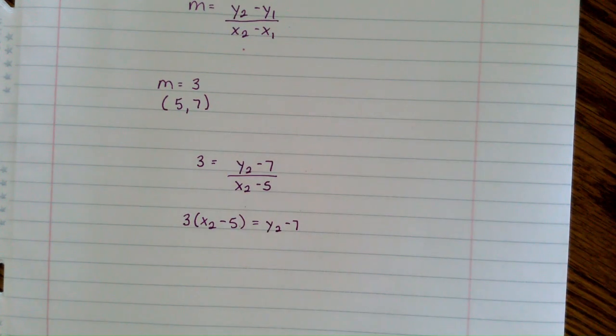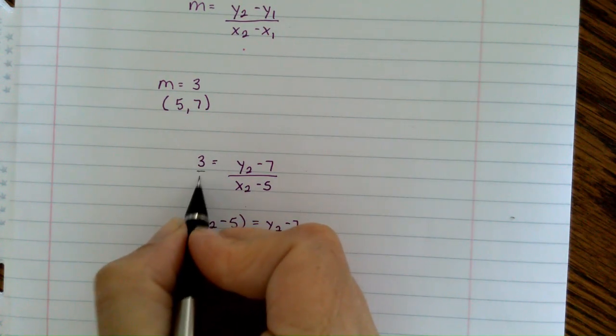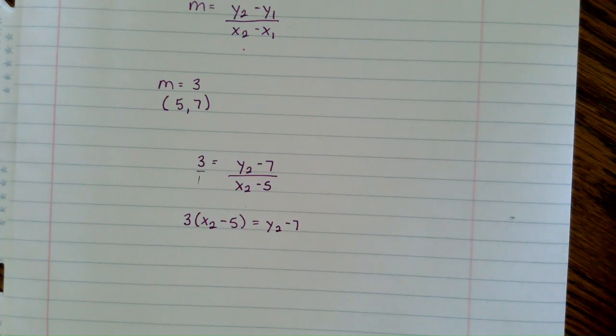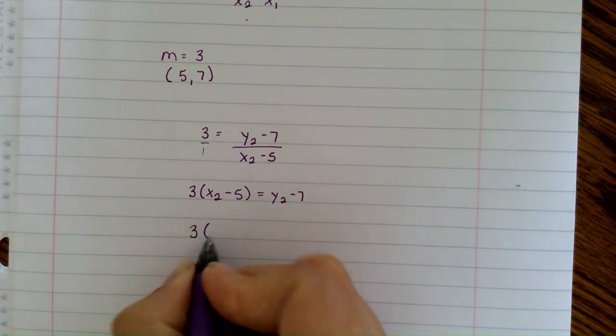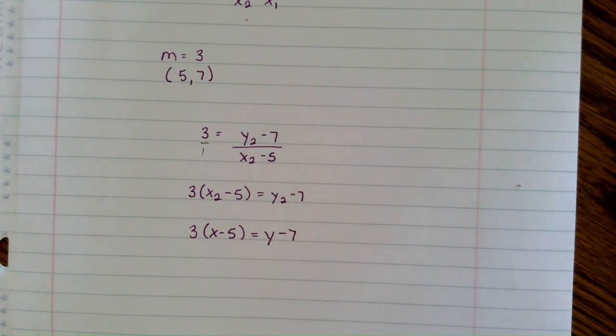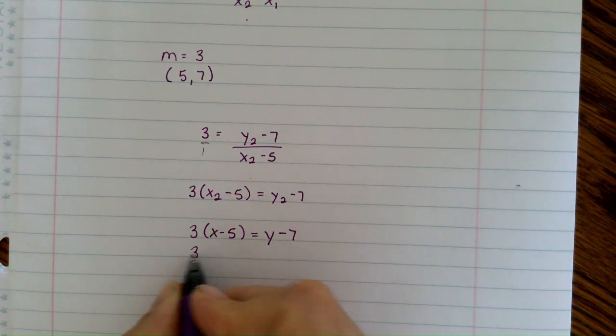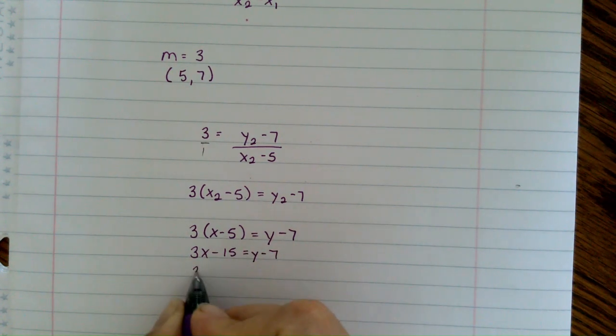So I multiply to the other side, right? You can also kind of think this is over 1, so you're cross multiplying. I'm going to be lazy and stop writing the subscripts because I don't really care about the subscripts at this point in time, since I don't know another ordered pair. So I'm just going to write, distribute, add 7.